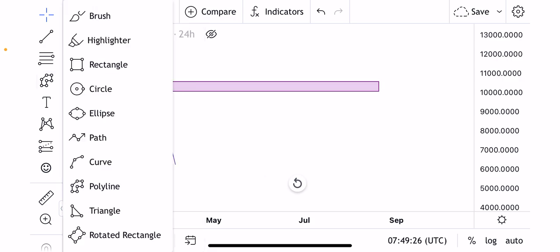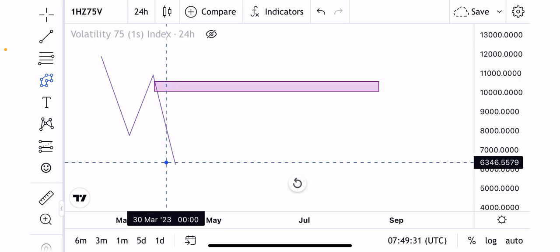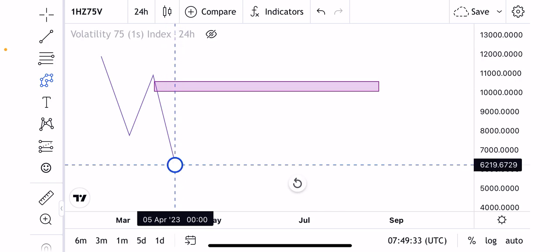Now, what do you expect the market to do when we are about to have a retracement back into our PO high?